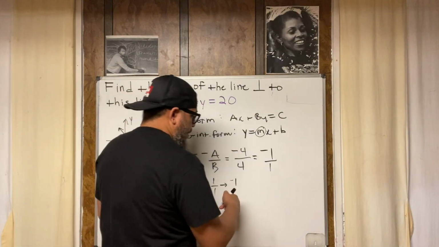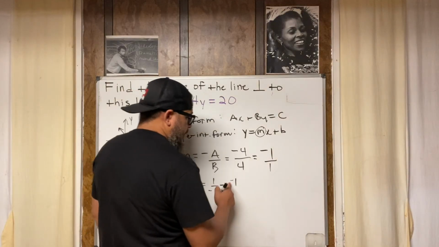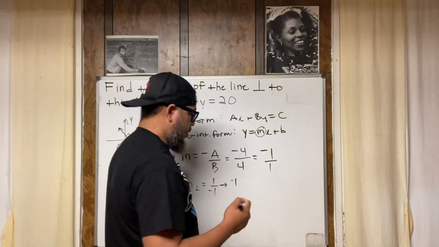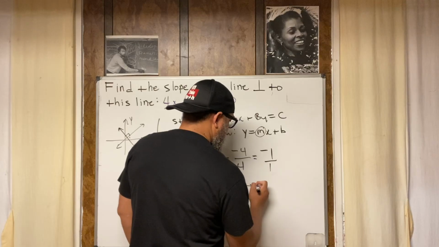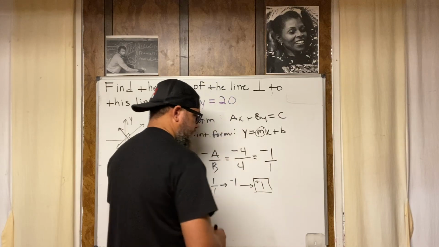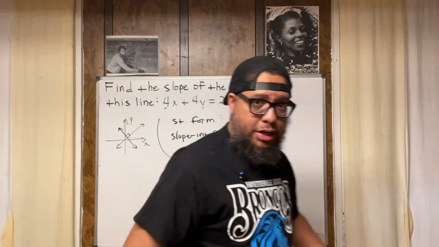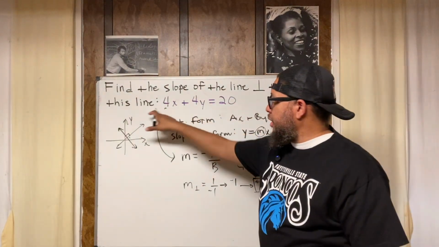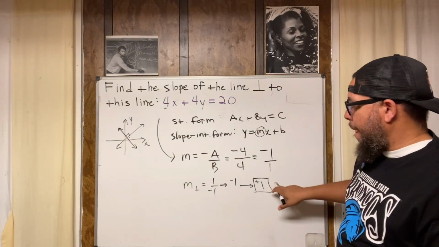Now, the second step is you give it the opposite sign. So this is a negative 1. What is the opposite sign of negative? Positive. So that means that the slope of the line we're looking for is positive 1. All right, so that's the final answer. The slope of the line that's perpendicular to this line is positive 1.